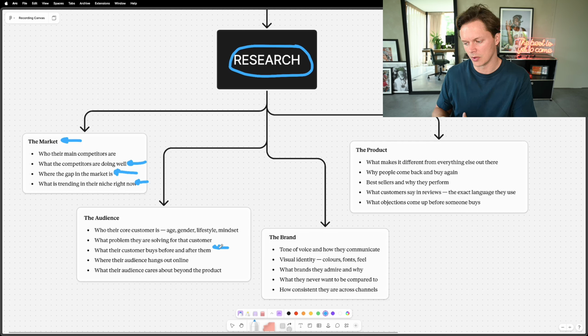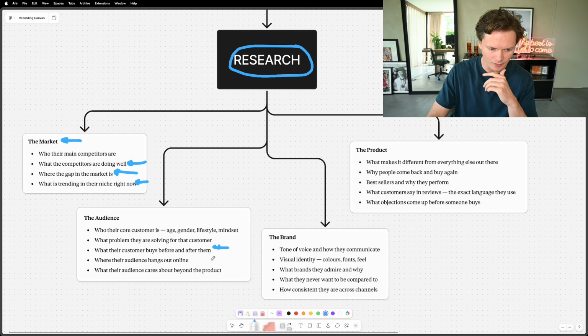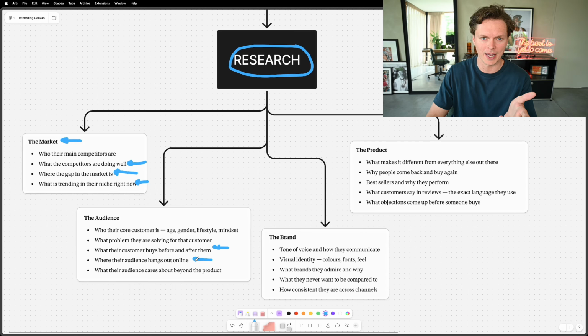If my customer buys the product, what transformation do we want in their life? Because we want ambassadors. We want them to feel happy about the product. Where their audience hangs out online, mostly this is going to run through your Meta ads, because Meta has Facebook, it has Instagram itself, it has Threads, which isn't really that big, but it's going to figure that out itself. So I'd spend less time on this.